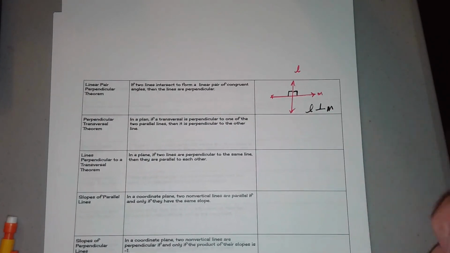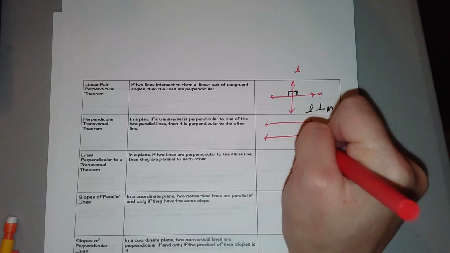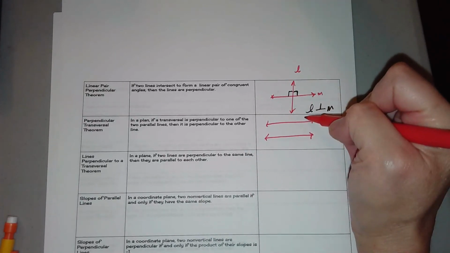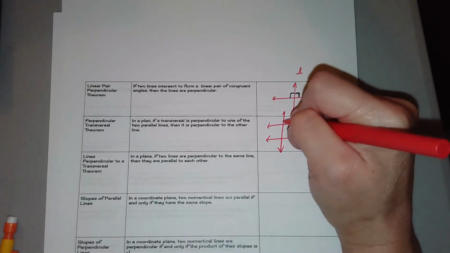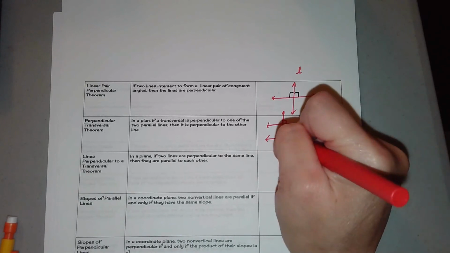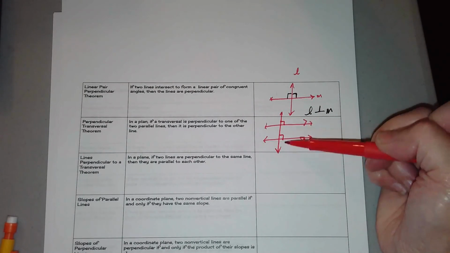The next one is the perpendicular transversal theorem. In a plane, if a transversal is perpendicular to one of the two parallel lines, then it is perpendicular to the other line. So that was that one where let's say I had two lines that are parallel, and I have a transversal. If it's perpendicular to this line, then it has to be perpendicular to that line. So that's what it's saying. It can't be perpendicular to one, but not the other. That's what that theorem is stating.